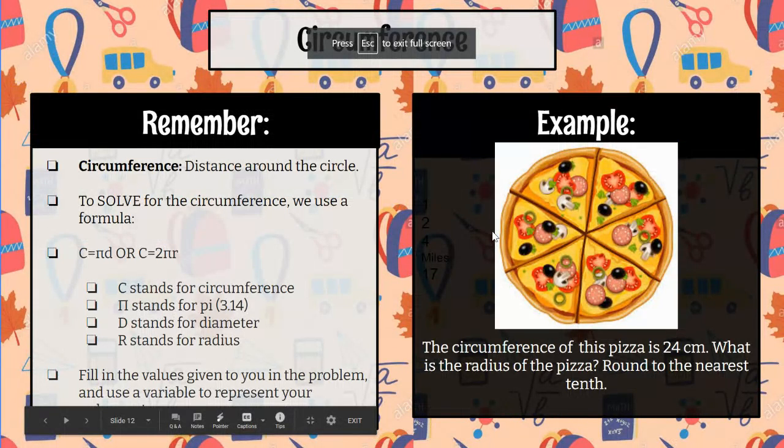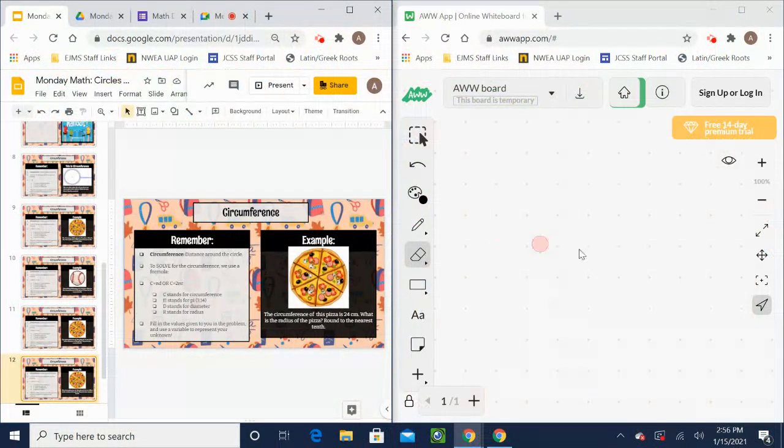Okay, the circumference of this pizza is 24 centimeters. What is the radius of the pizza? Oh man, I erased my work already. I could have made this really easy on myself. Okay, nothing has changed, you guys. Well, oops, nothing has changed here.